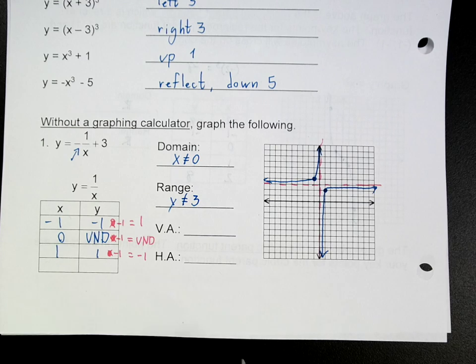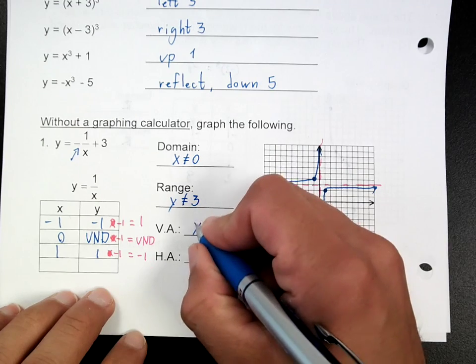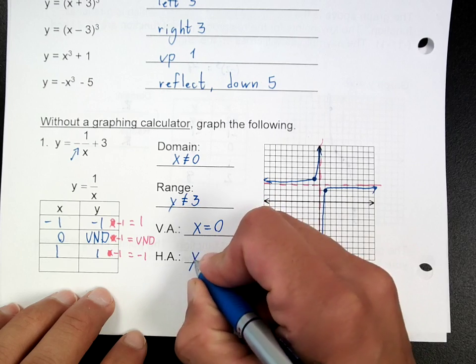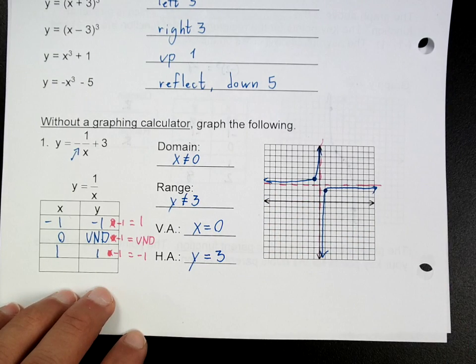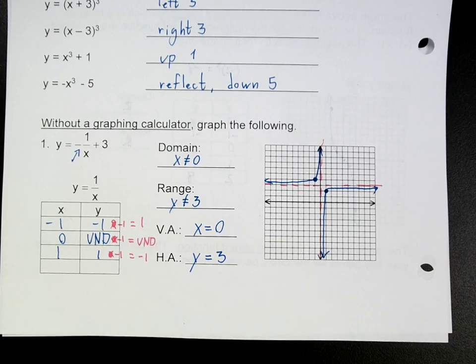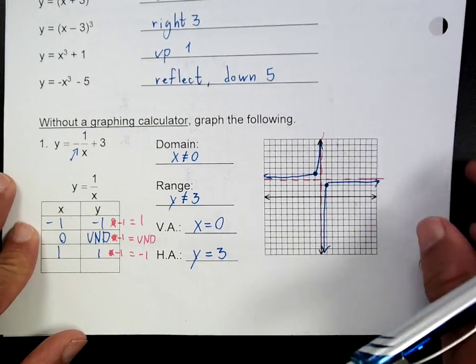Okay? So my vertical asymptote is located at x is equal to 0. My horizontal asymptote is located at y is equal to 3. Okay? Kind of weird. Let's move on to the back.